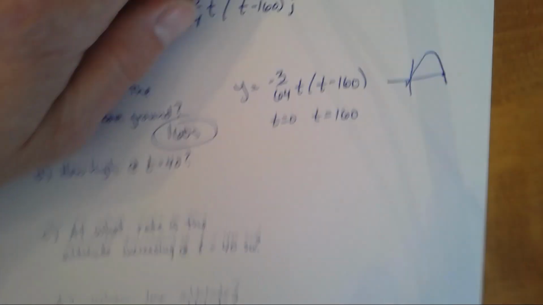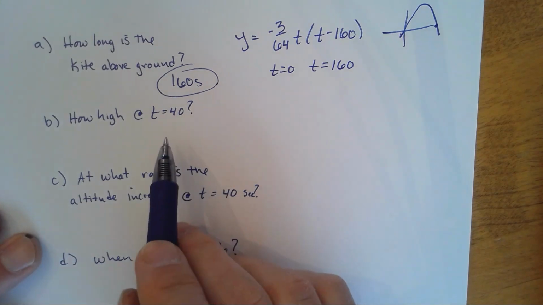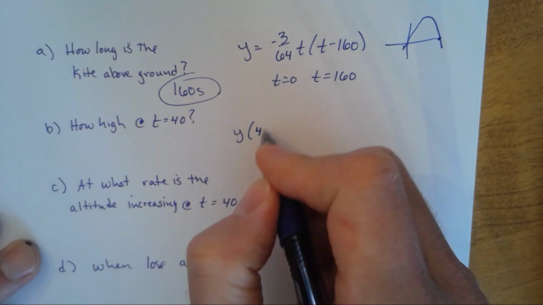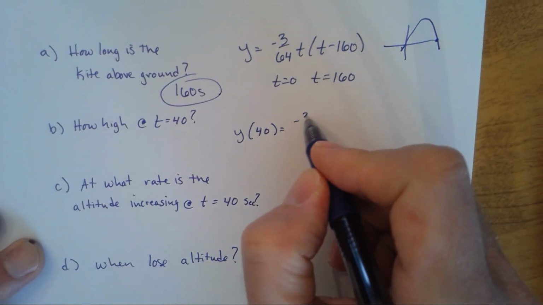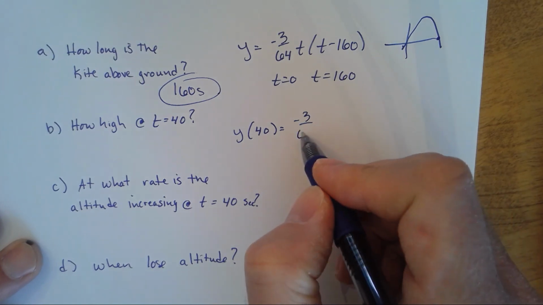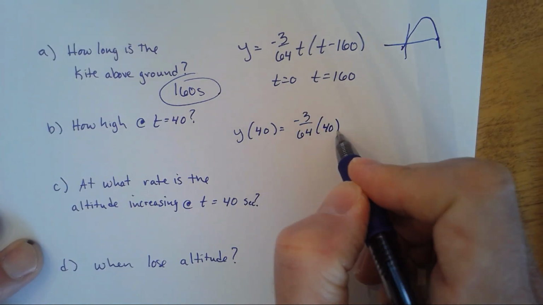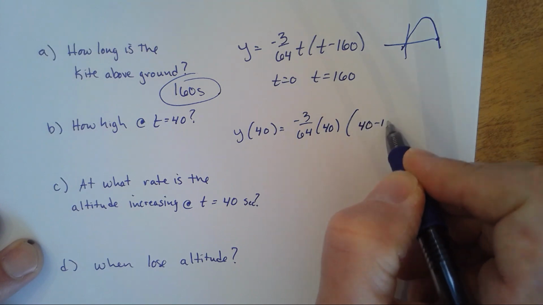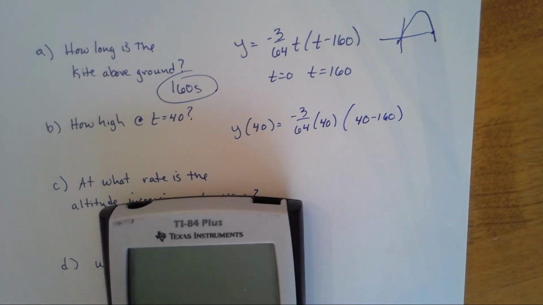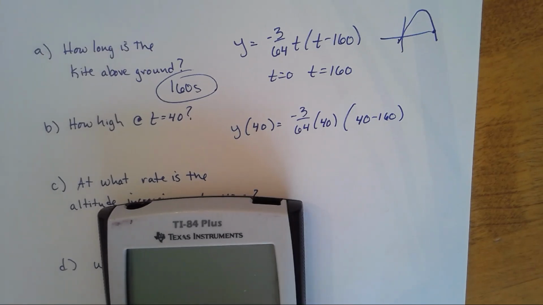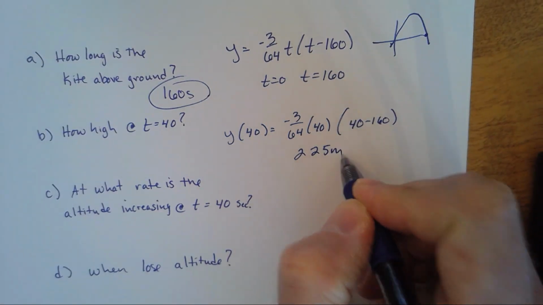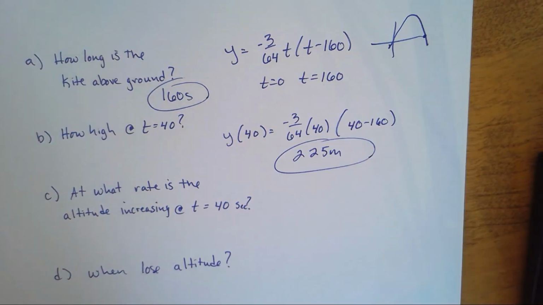Part B, how high is it at t equal to 40? So we are just looking for y of 40. So we're going to plug in 40 into our equation here. Negative 3 over 64 times 40, 40 minus 160. Let's see if I have that answer somewhere. 225 meters high. There's our answer for part B.